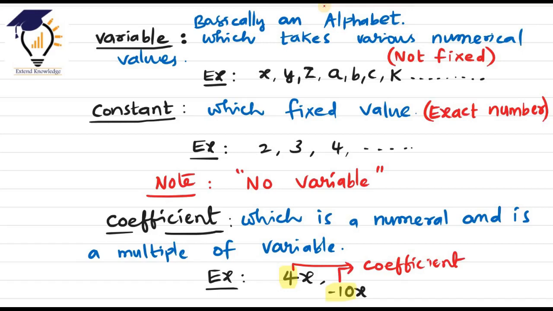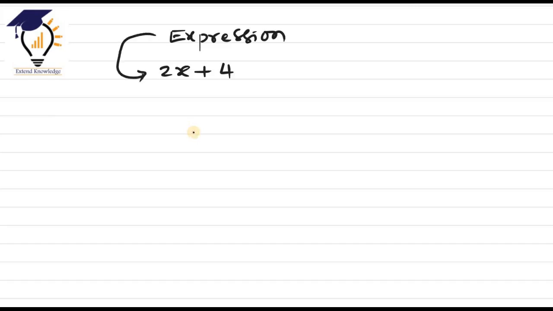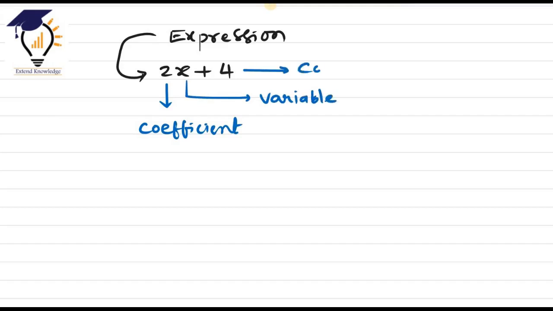So as we have seen now: variable, constant, coefficient. Let's go forward and see what we find in an expression. I'll show one example of an expression again: 2x plus 4. This is an expression, as we already learned its definition. In this expression, this is a coefficient and this is a variable. There is no variable along with this, so we can simply say this is a fixed value, a constant. And these are the basic operators, so it may be addition, subtraction, anything. In a single expression you can see this many parts.